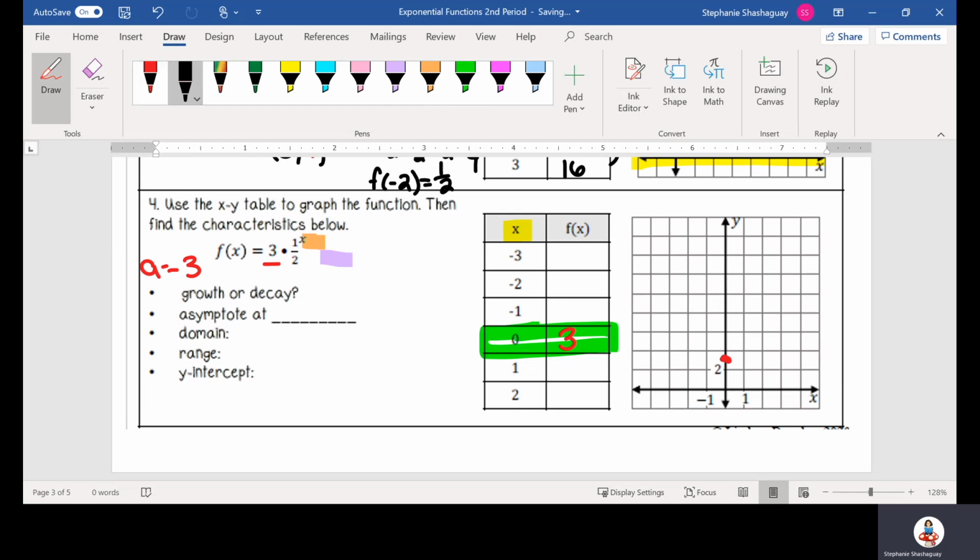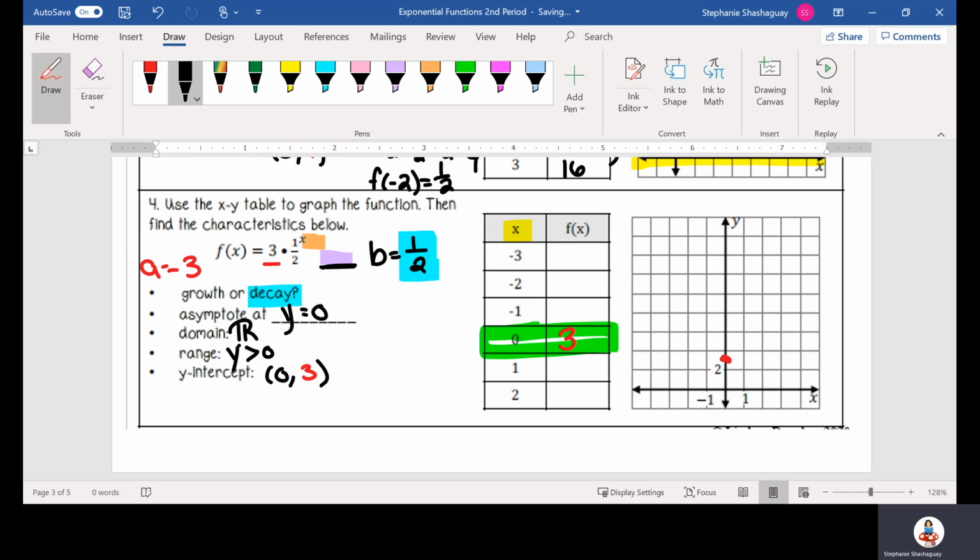My ratio here, my b term, is equal to 1 half. I'm going to write that off to the side because that was hard to see. My b is equal to 1/2. And because my ratio is equal to 1/2, that means I am showing exponential decay. Okay, anytime my ratio is between 0 and 1, I have decay. My asymptote here is going to be y is equal to 0 because I don't have a constant. My domain is all real numbers. My range will also be y is greater than 0. And my y-intercept is (0, 3).